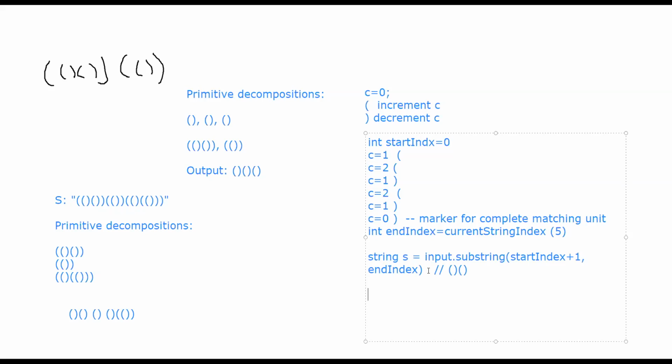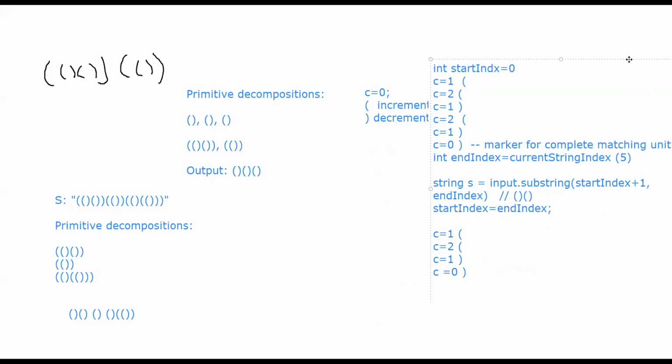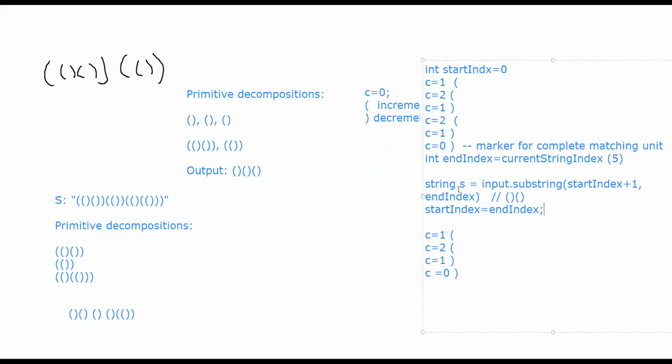Yeah, makes sense. Then I keep on traversing the string, and C will again become 1, because I have the second unit starting. C equals 2, and so on. C equals 1, and then finally C becomes 0 again. This is indeed our second unit. At this point there's one more thing I need to do: update my start index to the end index anytime I construct a sub result. Then I do the same thing again, and now my result will be just this.